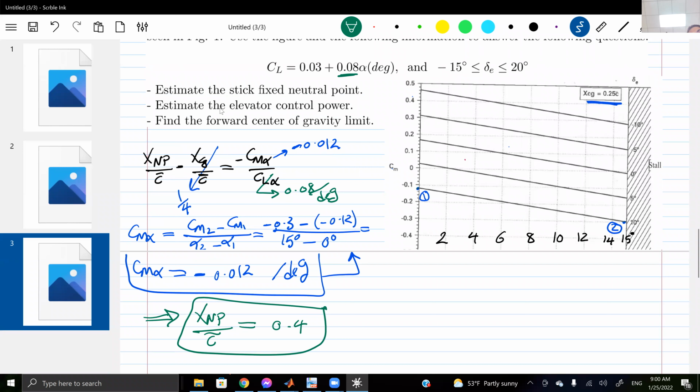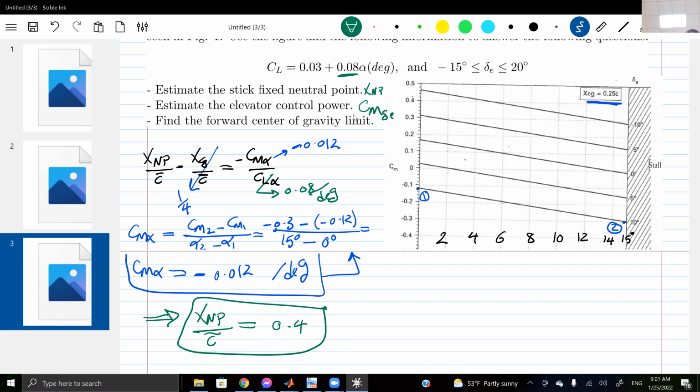Okay, the second point is the elevator control power. What is that? What is the elevator control power? Like here, the first point, the neutral point, I know this is X neutral point, fine, and everything is normalized by the C bar. The second needs the elevator control power. What's that? It's the CM delta elevator. Exactly, thank you. CM delta elevator is the elevator sensitivity, the elevator control power, how powerful your elevator is.